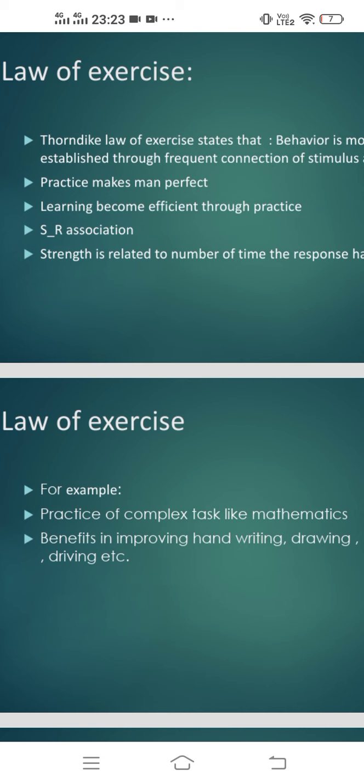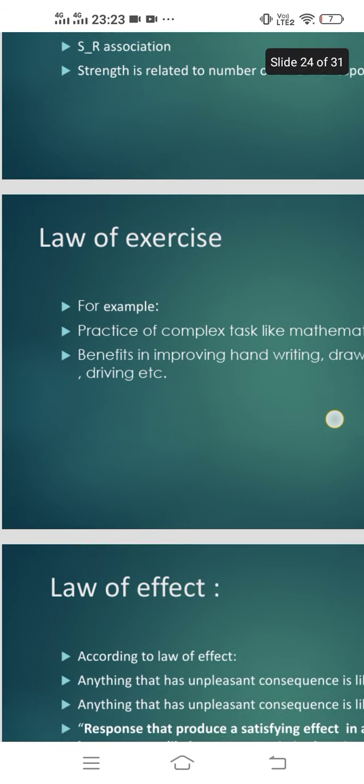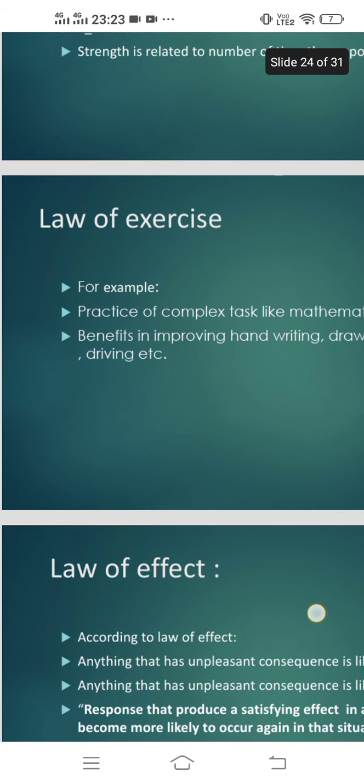And if you want to improve your handwriting, your drawing, or your driving, you have to continue that process, that action or exercise, so that you will become good in it with the passage of time. The more we practice something, the more we exercise something, the more we get good in it. So basically, this law explains that.